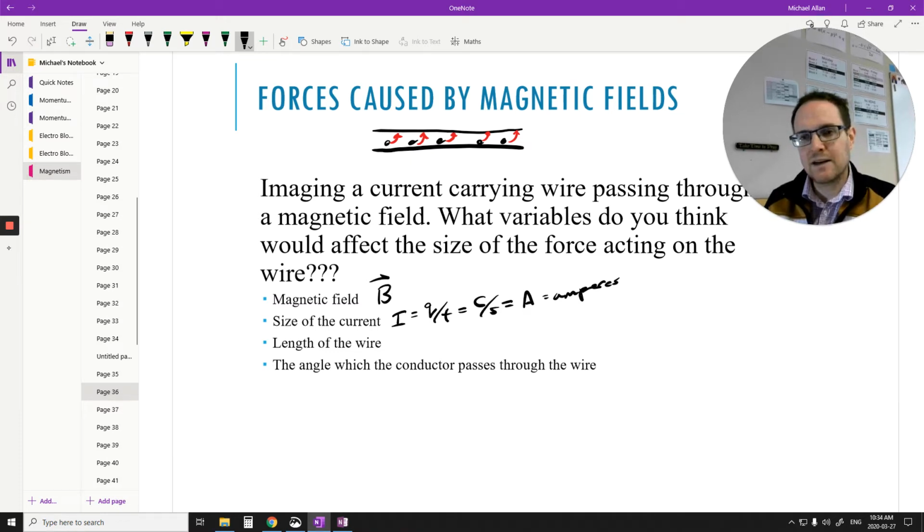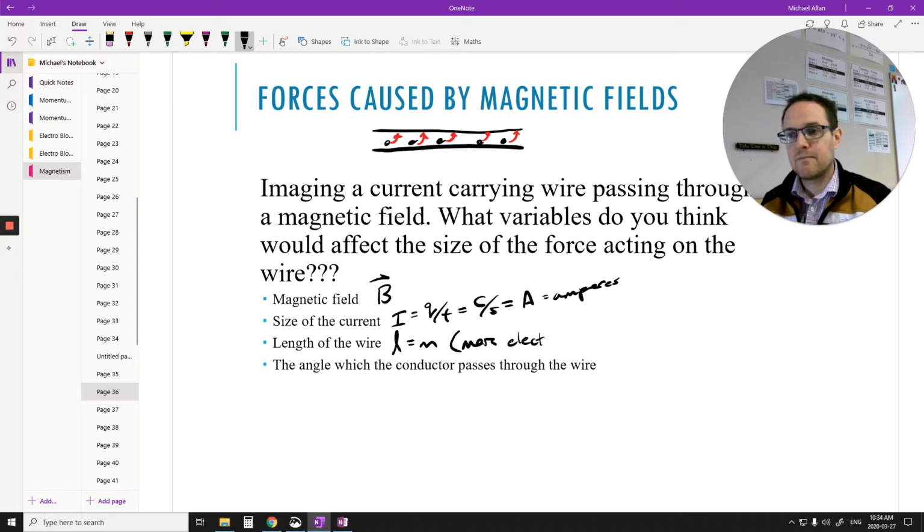Now the length of the wire, let's denote that by the letter L, is in meters. Now, if I have more wire within the magnetic field, I have more electrons within the magnetic field. And if I have more electrons up here, all hitting the top of the wire, all the forces are going to add up together. I'm going to have a bigger force. Just makes sense. I'm going to have more electrons here. So that makes sense. If the wire was larger, I would have a bigger force.